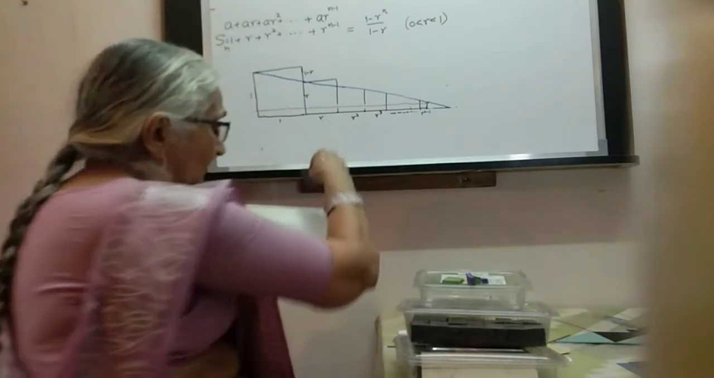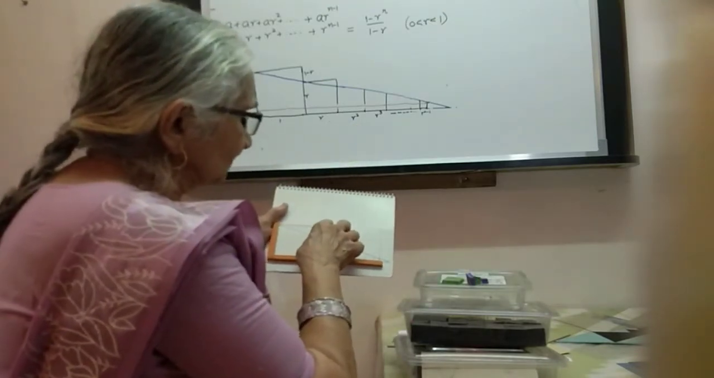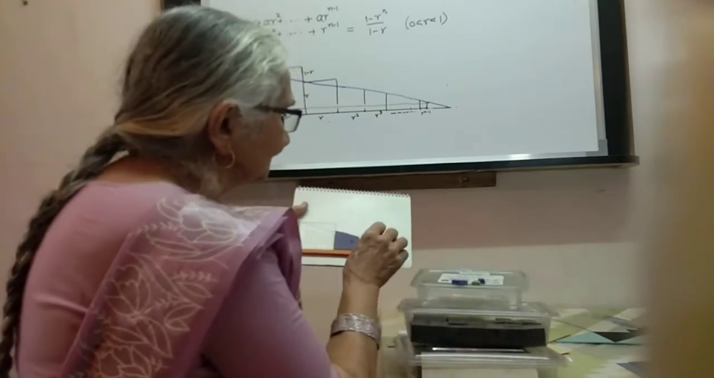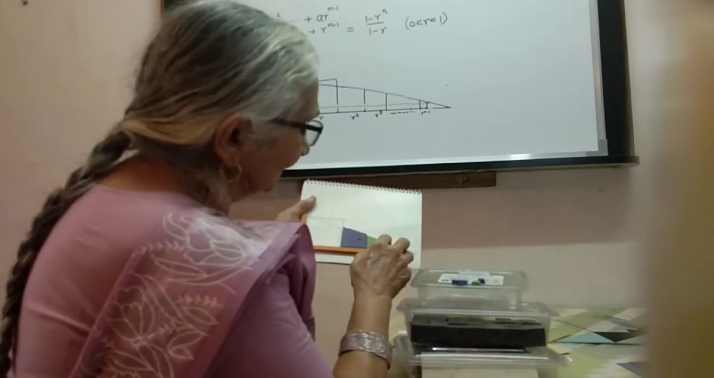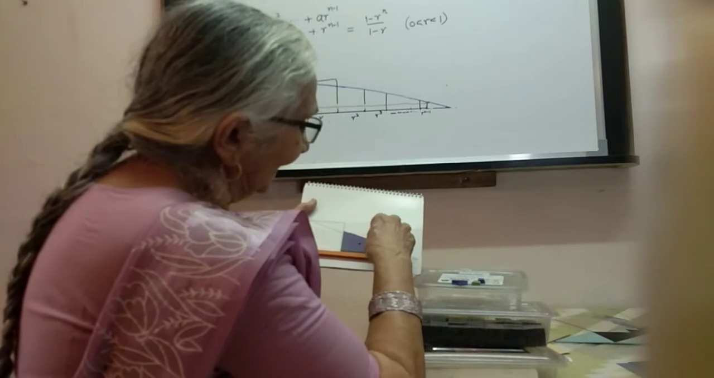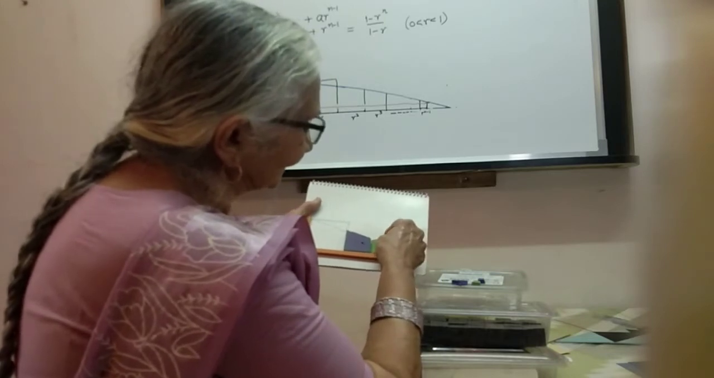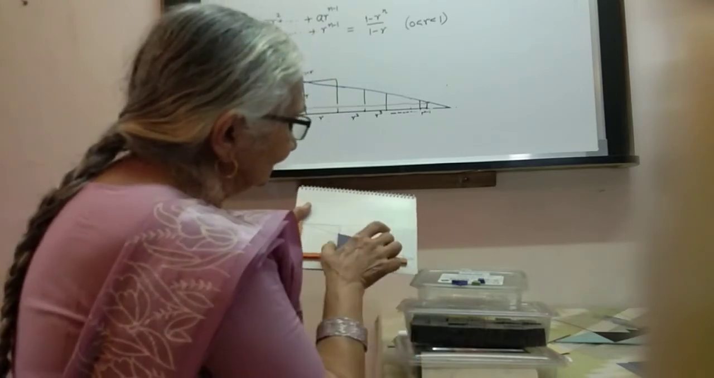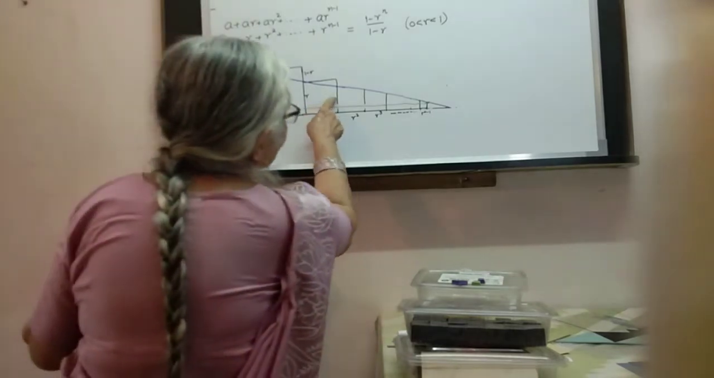What about this now? This was r. Now this is r square. This is r square here, and you can see that it is the same as that, as the height. Or in other words, this will be r square.